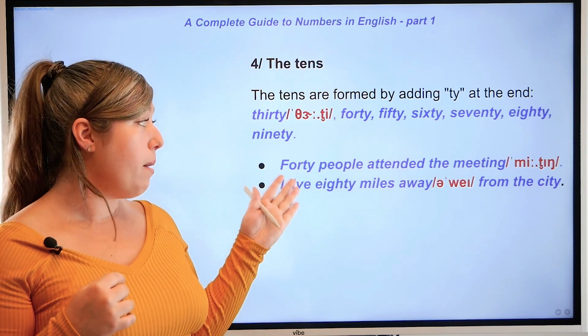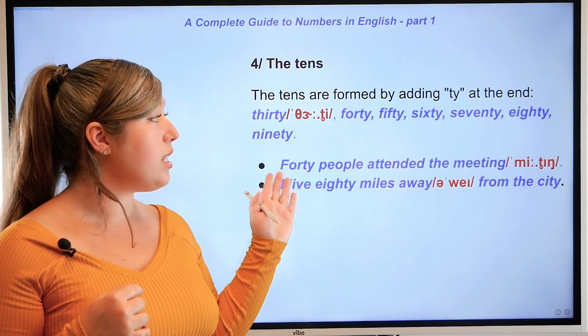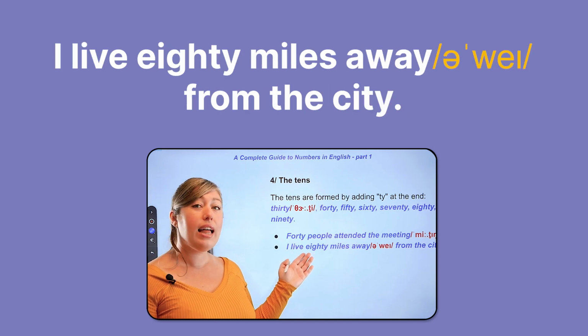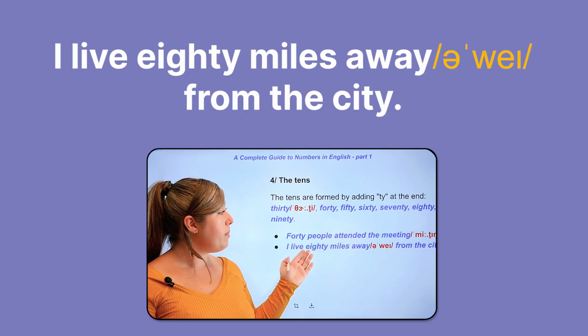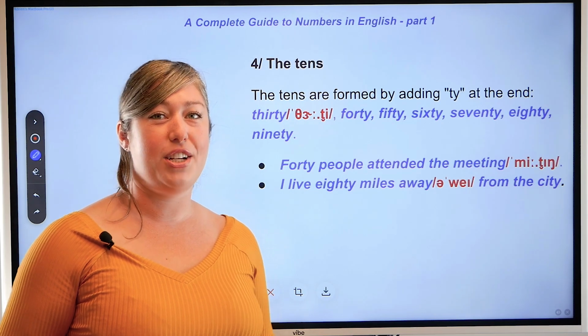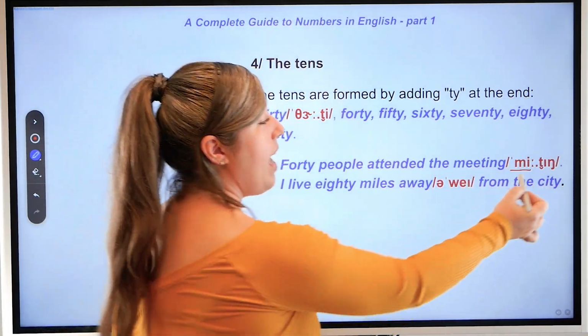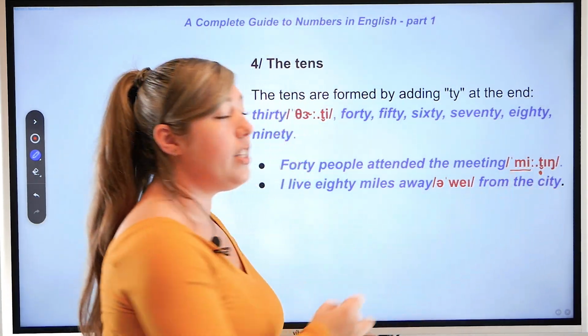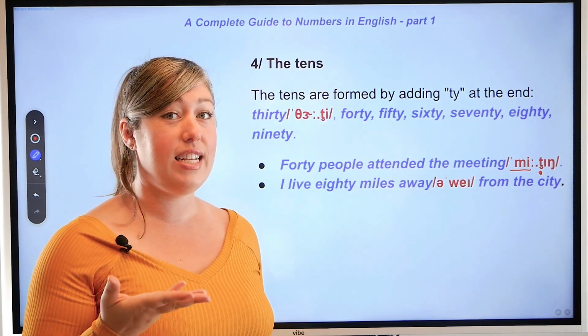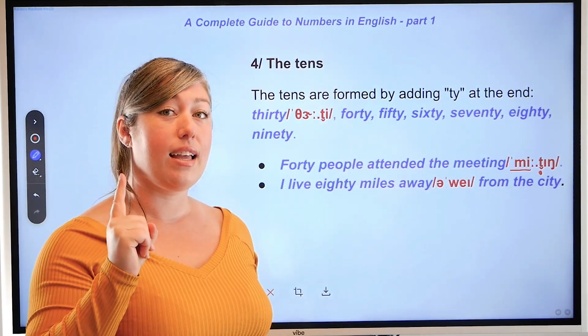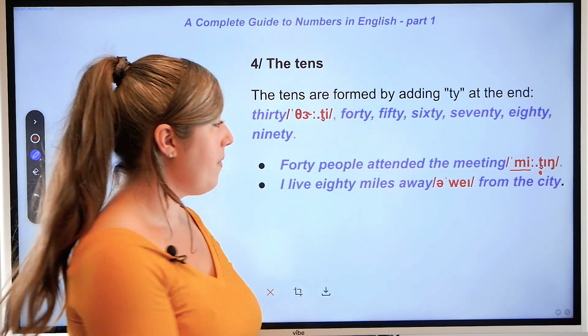We can use these numbers in an example sentence such as 40 people attended the meeting, or I live 80 miles away from the city. Let's take a look at pronunciation. We have a stress on the first syllable in meeting. And this symbol here under the T shows us that it's a soft T sound, just like in the numbers in the tens. Meeting, meeting.